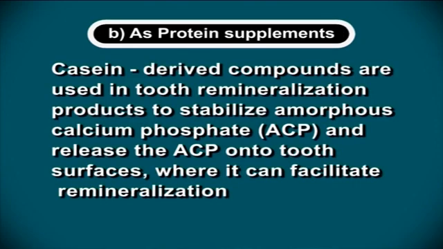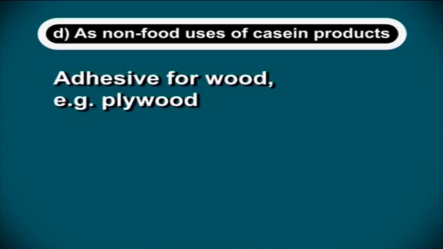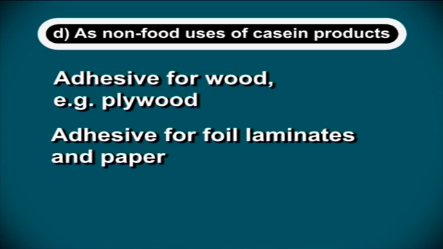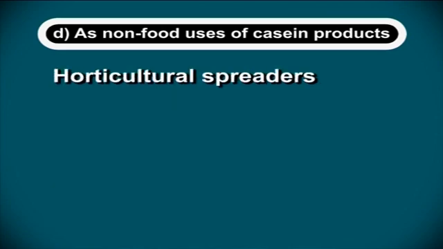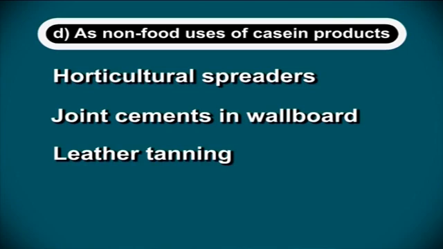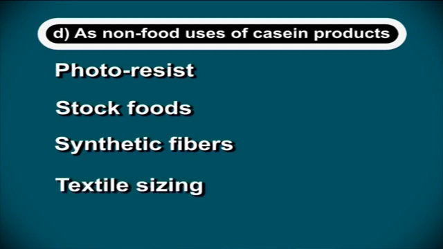As medical and dental uses, casein-derived compounds are used in tooth remineralization products to stabilize amorphous calcium phosphate, that is ACP, and release the ACP onto tooth surfaces where it can facilitate remineralization. As non-food uses of casein products: adhesive for wood, for example plywood, adhesive for foil laminates and paper, coatings for paper and cardboard, horticultural spreaders, joint cements in wallboard, leather tanning, paints, photoresist, stock foods, synthetic fibers and textile sizing.